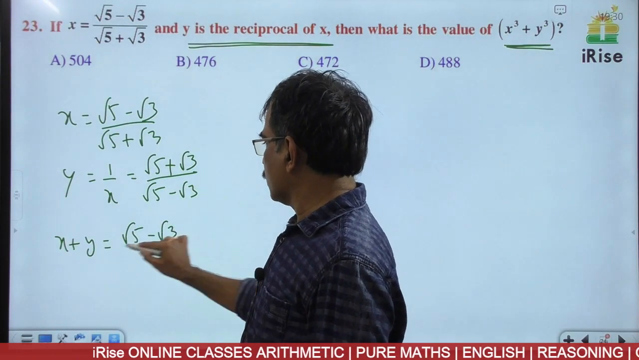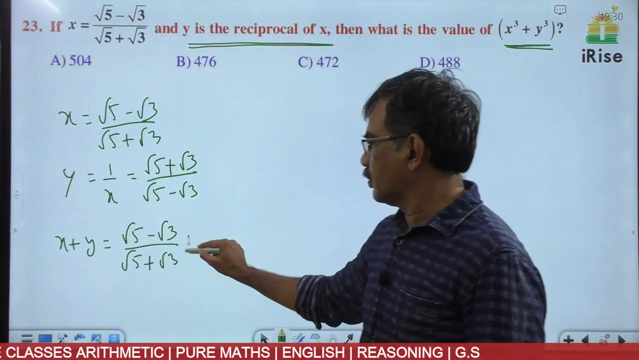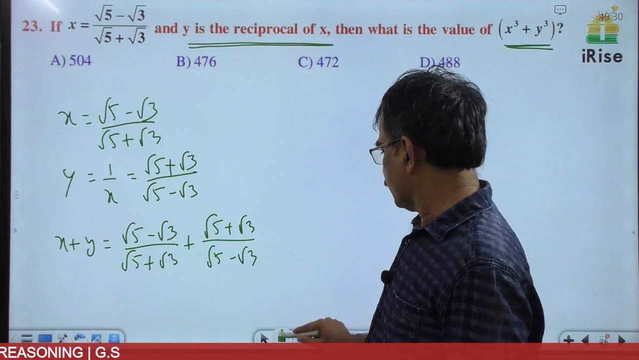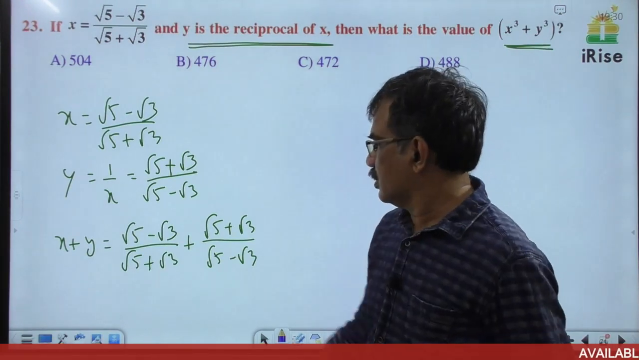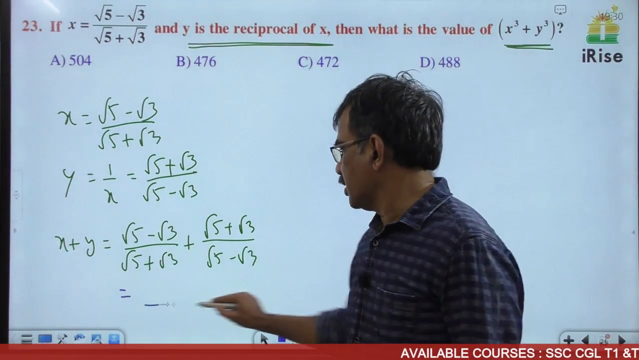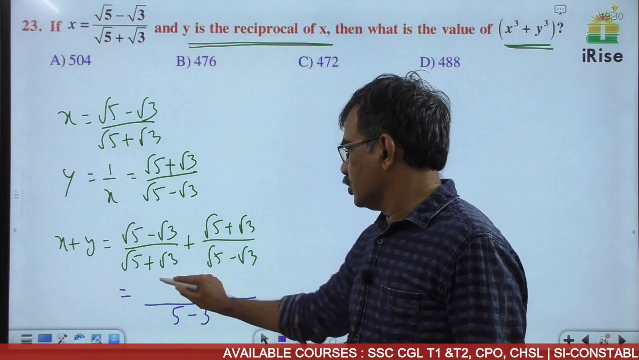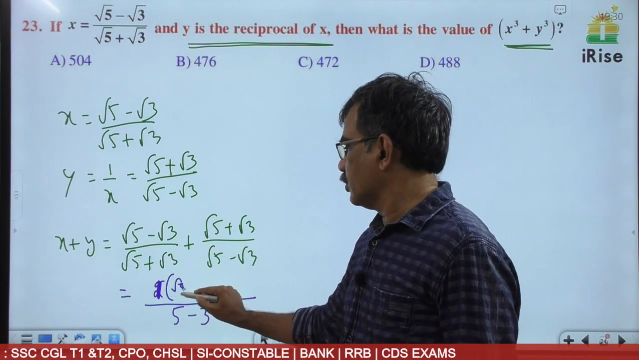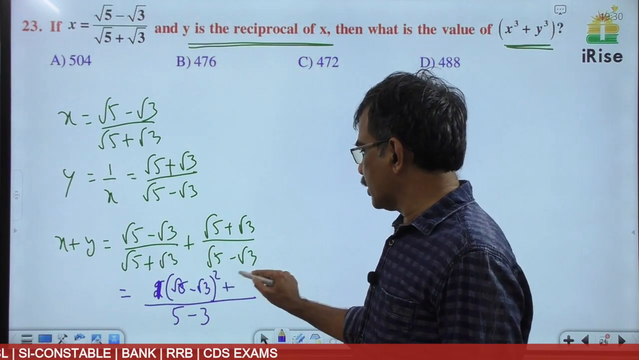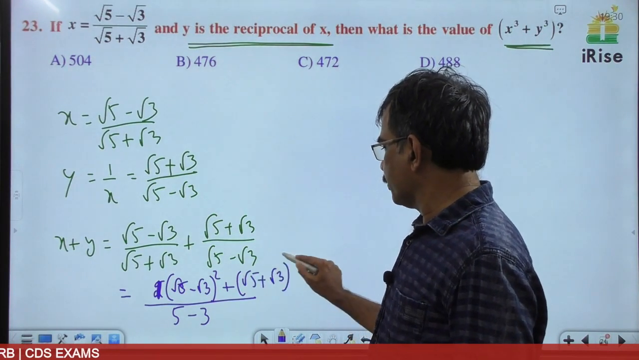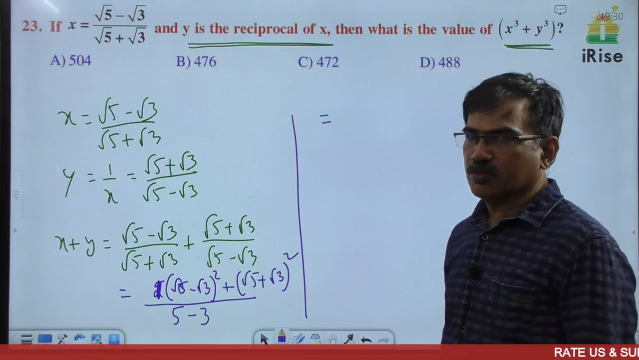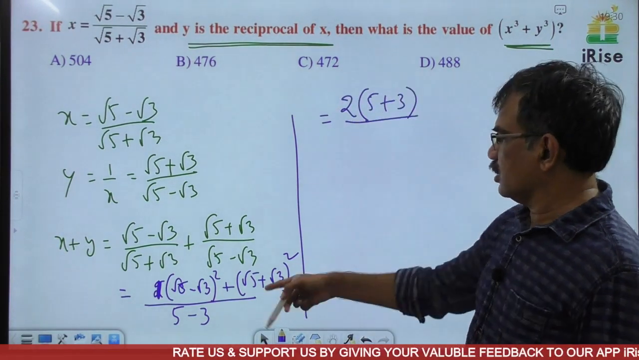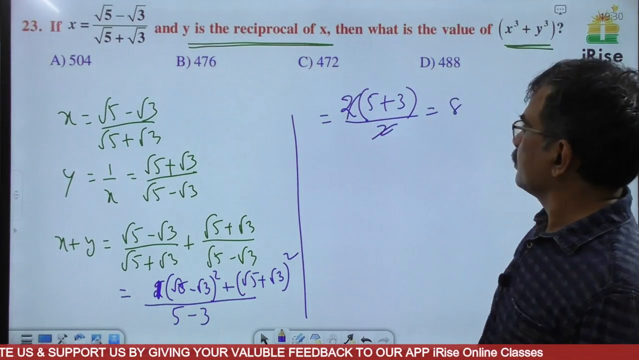Root 5 minus root 3 by root 5 plus root 3 plus root 5 plus root 3 by root 5 minus root 3. Then what do we get here? This is equal to, the denominator is a square minus b square. Numerator is a minus b whole square plus a plus b whole square, which is 2 times a square plus b square, that is 5 plus 3, by denominator 2, the value is 8.